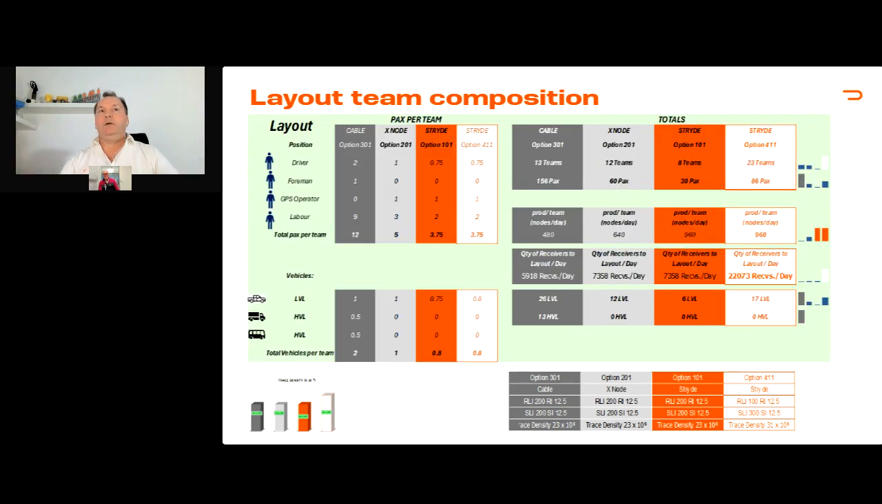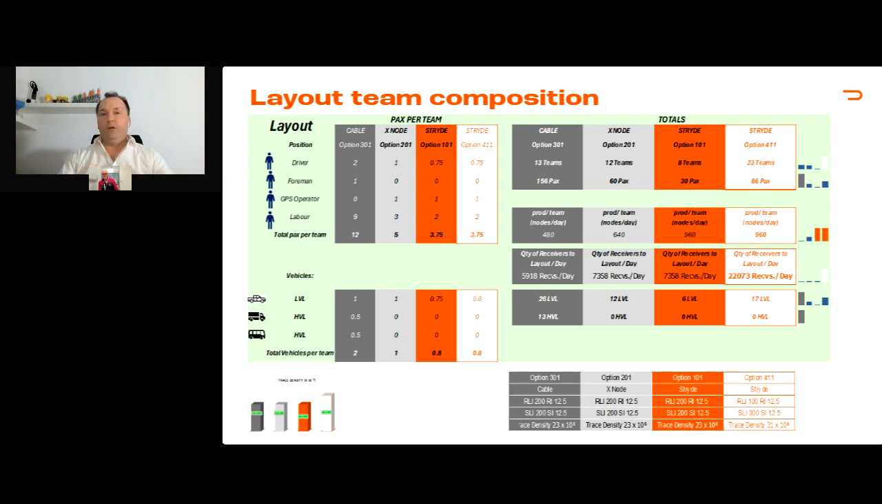So layout composition, this is one of the key elements that will totally change the way we look at seismic with node in the MENA region. A conventional cable crew will require at least 12 persons per team. A generic crew with node will require about 5 persons, and a stride crew will require about 3 to 4 persons, including driver portion for support logistic.